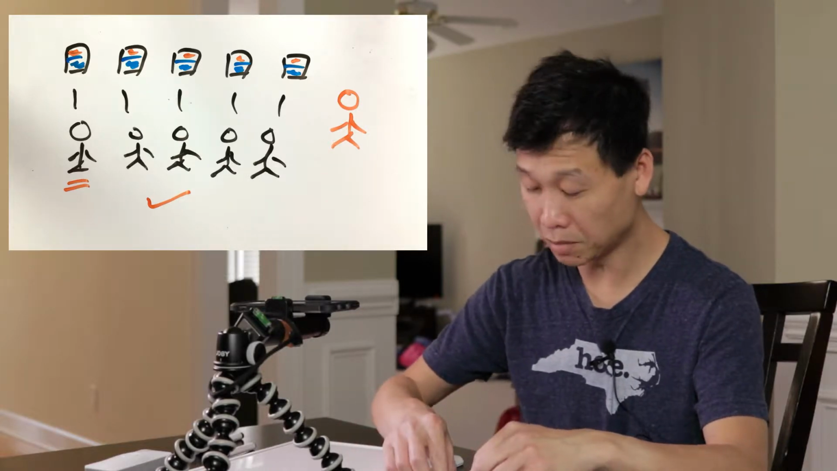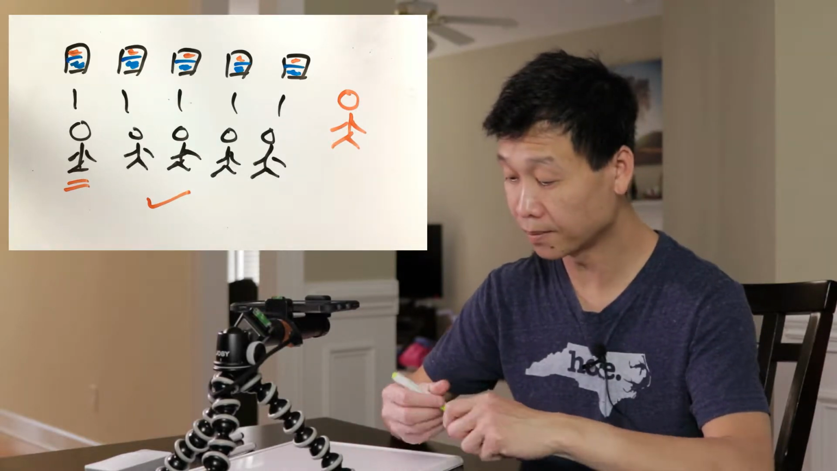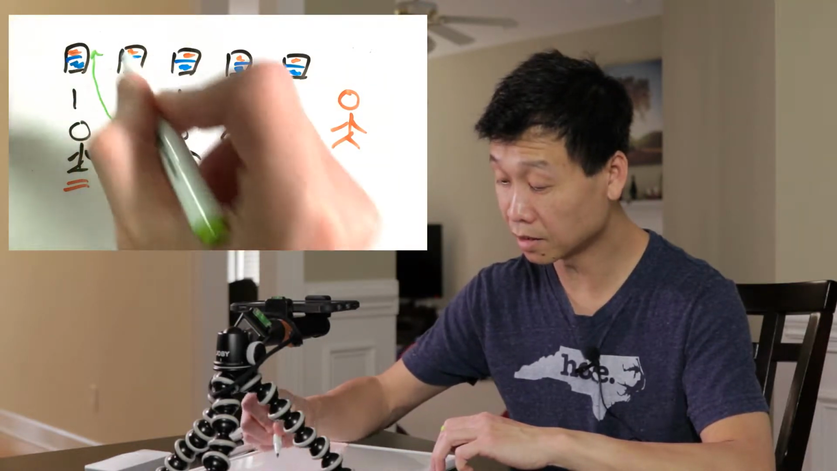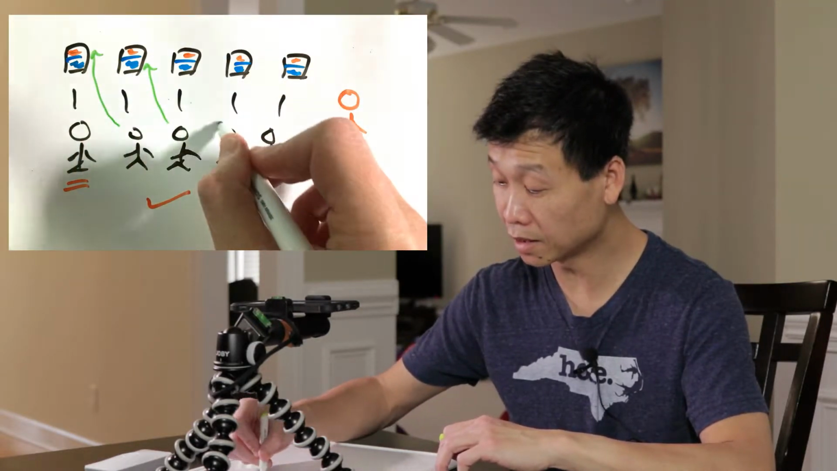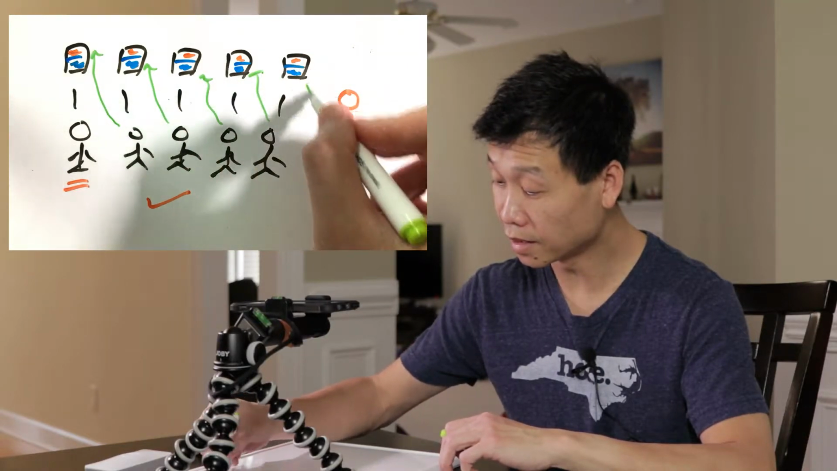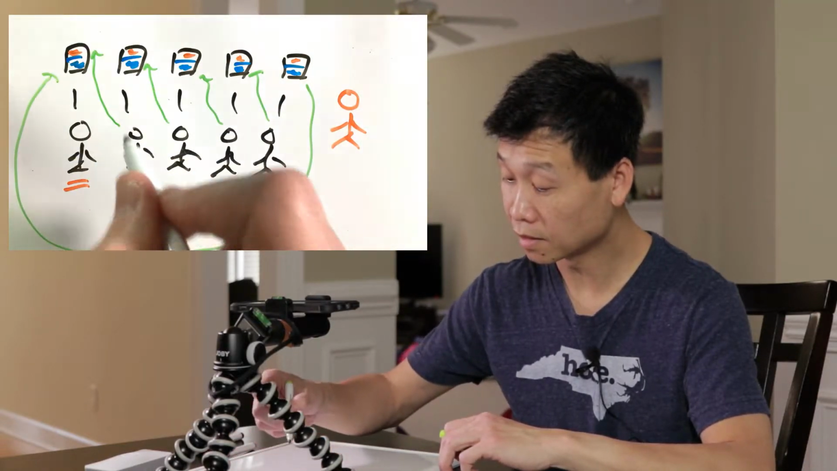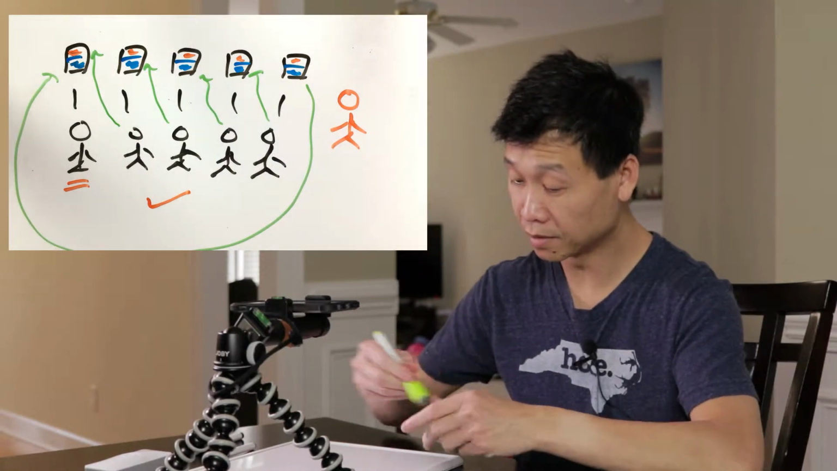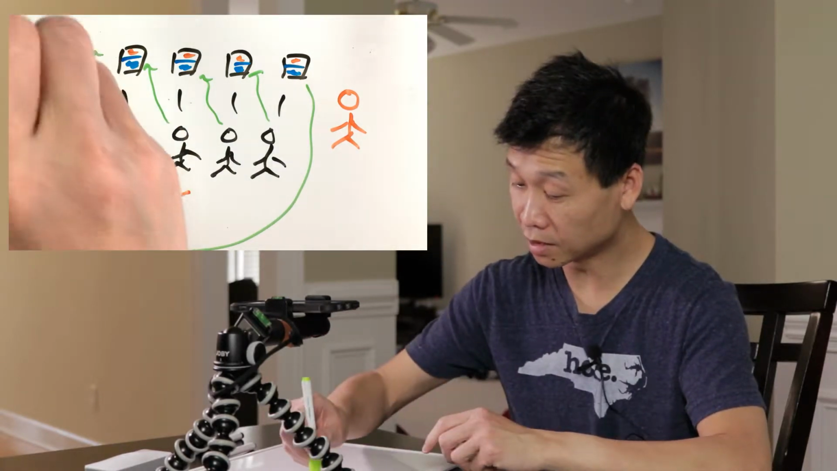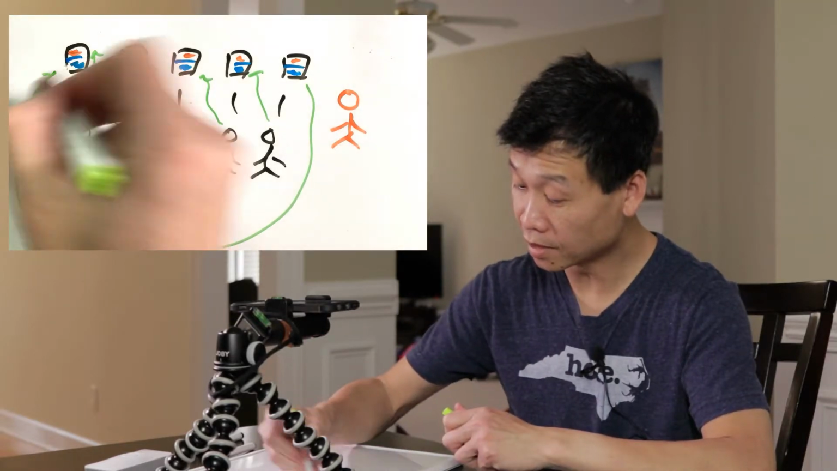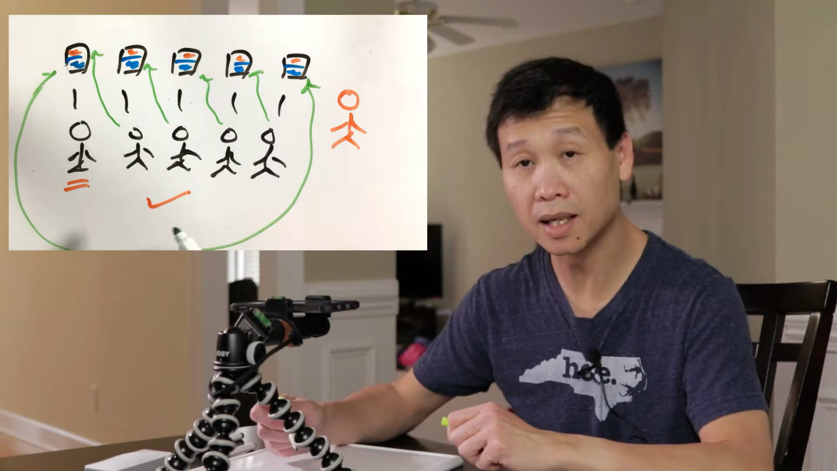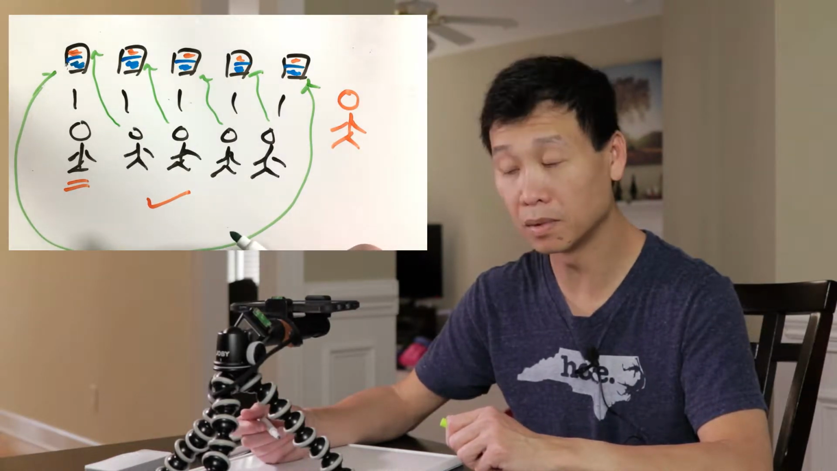Okay, so maybe we solve the problem differently. We say, okay, this person writes the code, but this person tests the code. So you go down this way, right? And then this person does this. Well, actually, nope. It's the other way around. This person actually tests the code here. If you do it this way, then we solve the problem, right?